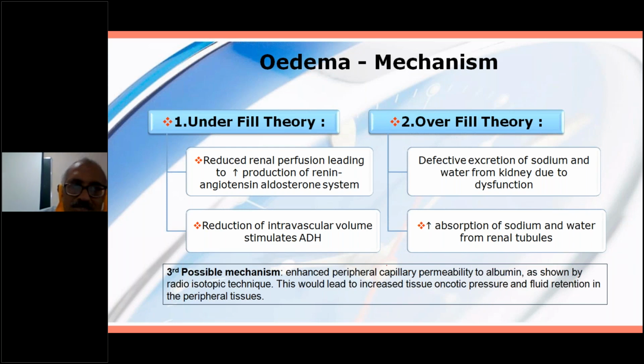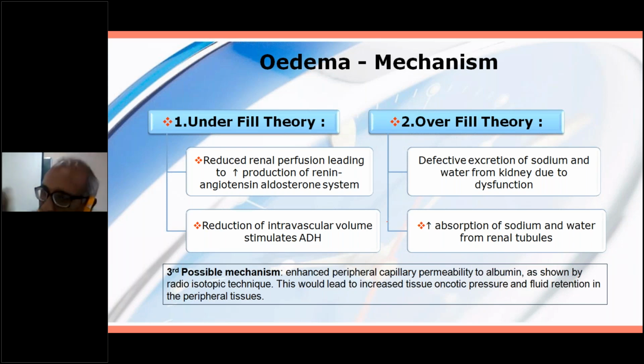What does the underfill theory say? When renal perfusion is decreased because of hypoalbuminemia, it will stimulate the RAAS mechanism, the renin angiotensin aldosterone system. It will reduce the intravascular volume. It stimulates the antidiuretic hormone. So instead of passing urine, more water is retained, because the body thinks it requires more fluid. Though the fluid is not lost to the outside, it is only transcellular fluid, but the body thinks the person requires more fluid retention because inside the vessels there is not much fluid. So this is the mechanism of underfill theory.